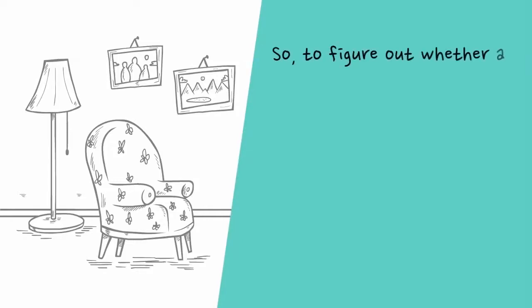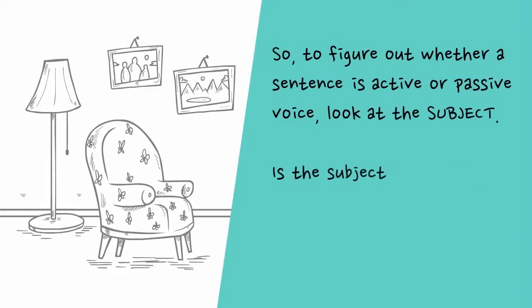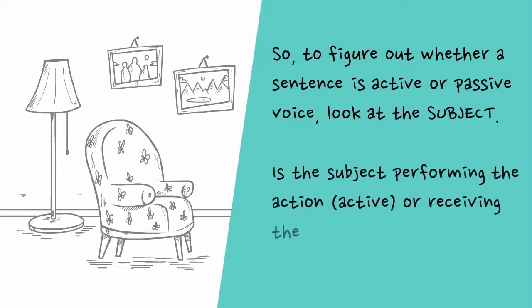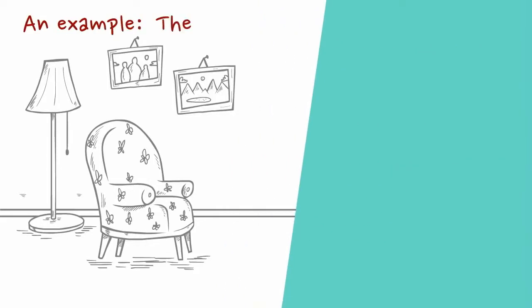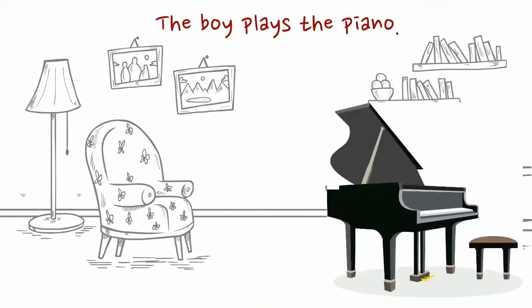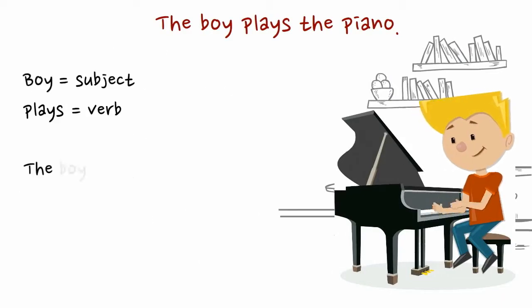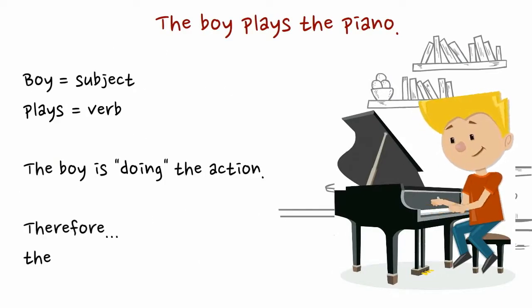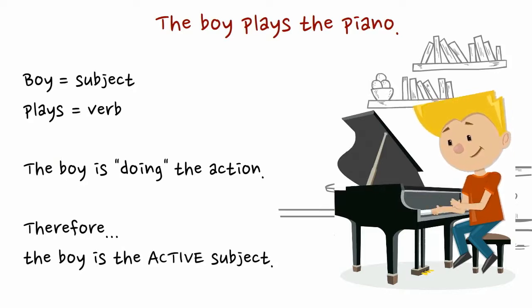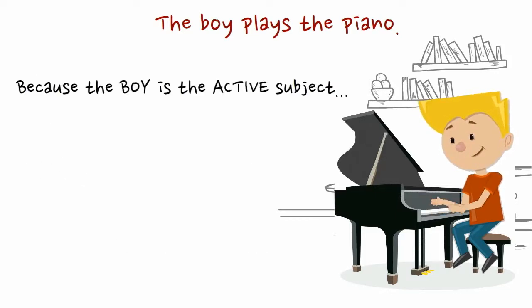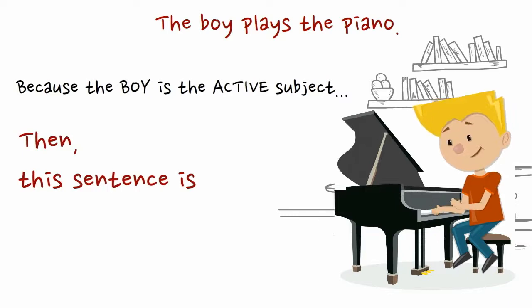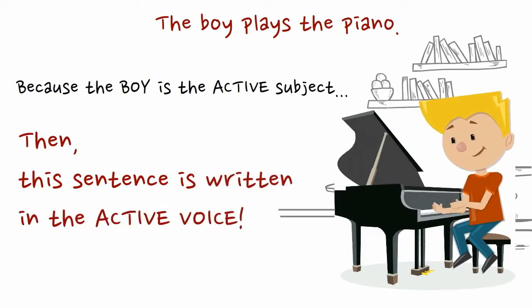So, to figure out whether a sentence is active or passive voice, look at the subject. Is the subject performing the action, active, or receiving the action, passive? An example: the boy plays the piano. Boy equals subject, plays equals verb. The boy is doing the action, therefore the boy is the active subject. Because the boy is the active subject, this sentence is written in the active voice.